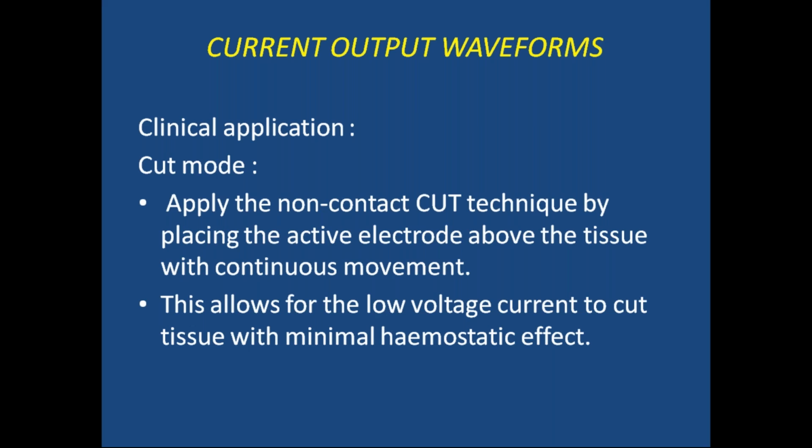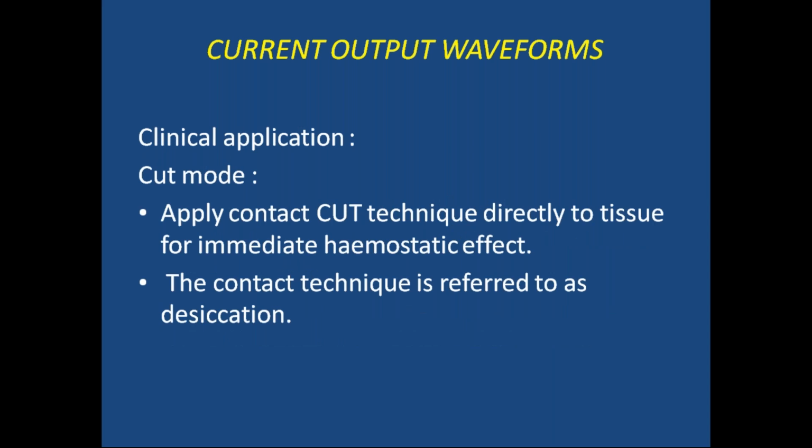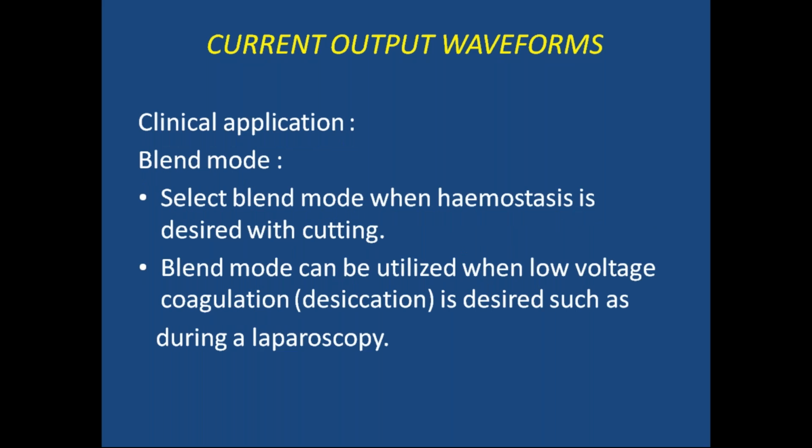Coming to cut mode, apply the non-contact cut technique by placing the active electrode above the tissue with continuous movement. This allows the low voltage current to cut tissue with minimal hemostatic effect. Apply the contact cut technique directly to the tissue for immediate hemostatic effect, and that contact technique is referred to as desiccation. Coming to blend mode, select blend mode when hemostasis is desired when cutting. Blend mode can be utilized when low voltage coagulation is desired, such as during laparoscopy.